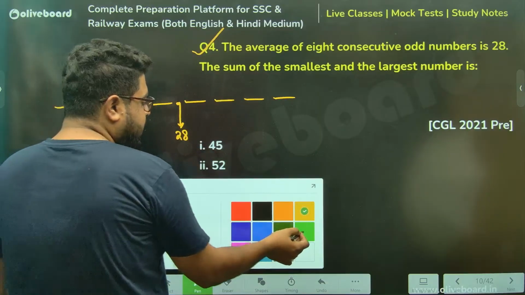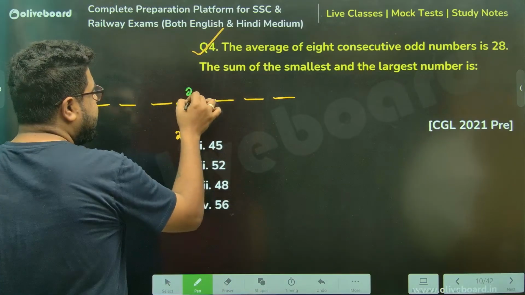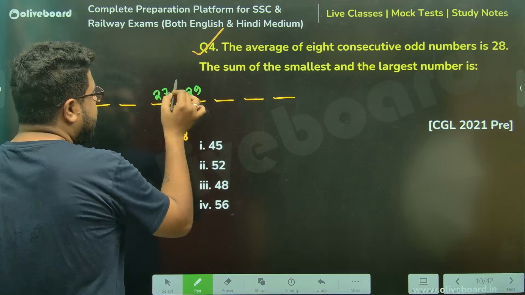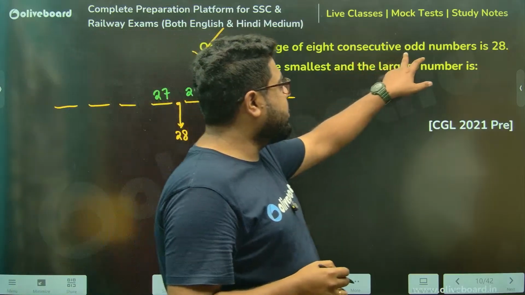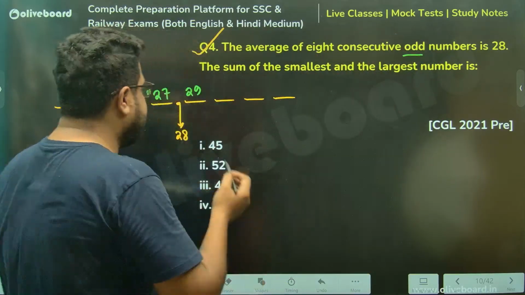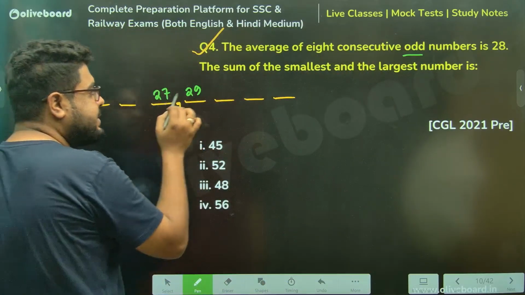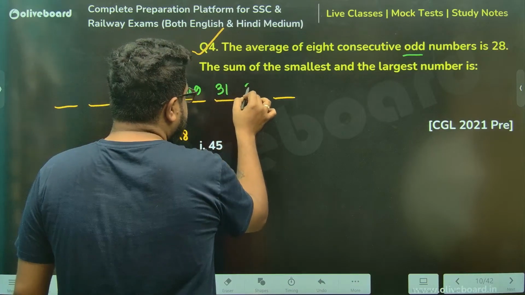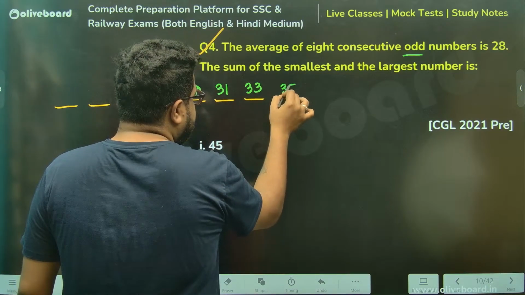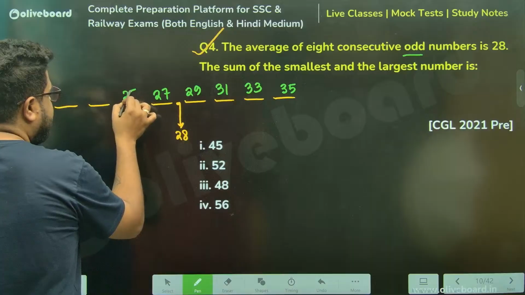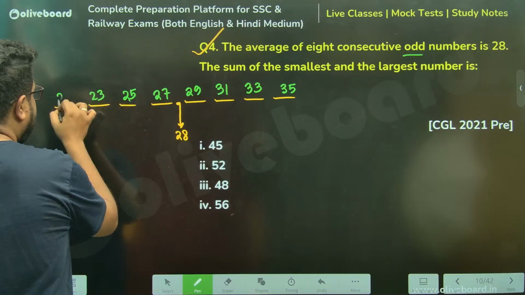This is the direct way of solving it. So, this will be, sir, 29. This will be 27. And you see, automatically, they are consecutive odd numbers. It must be odd. 28 is not odd. 27, 29 is. So, this will be 31, 33, 35, 25, 23, 21. I know all the numbers.